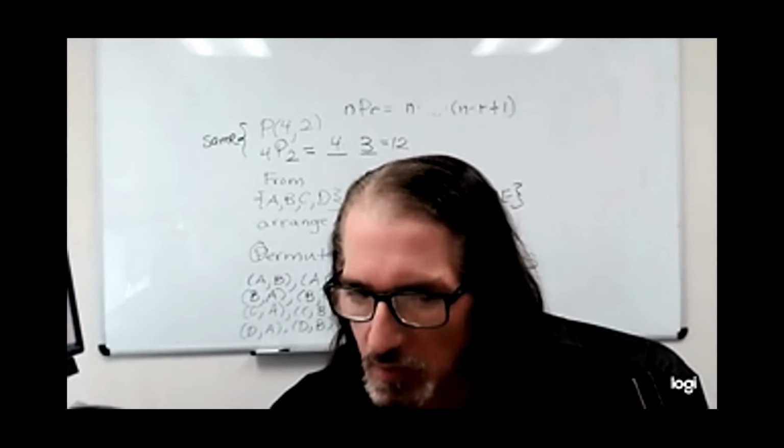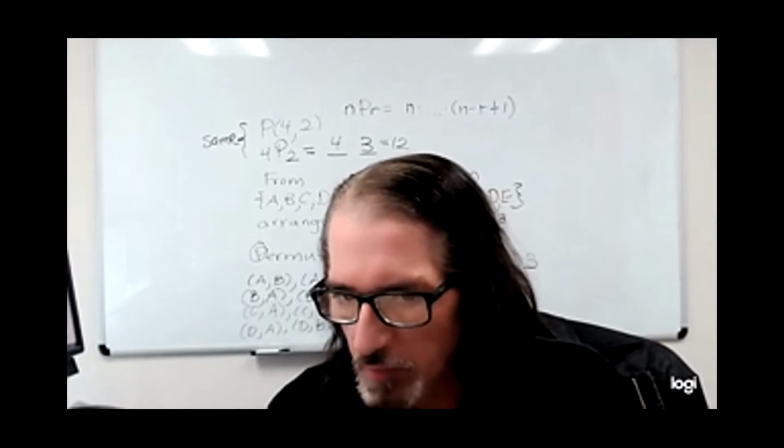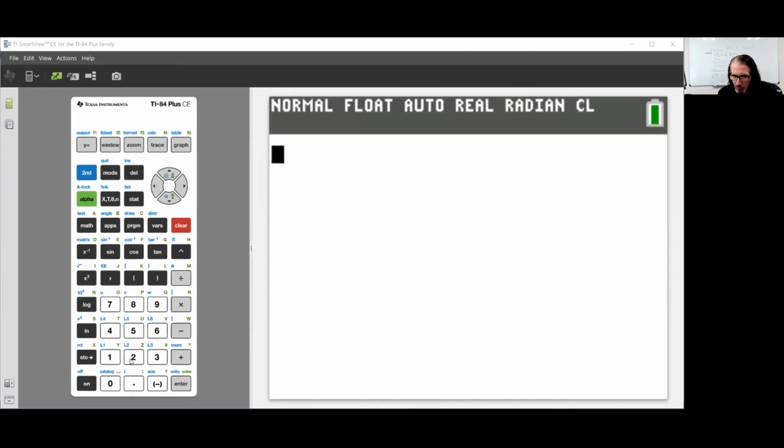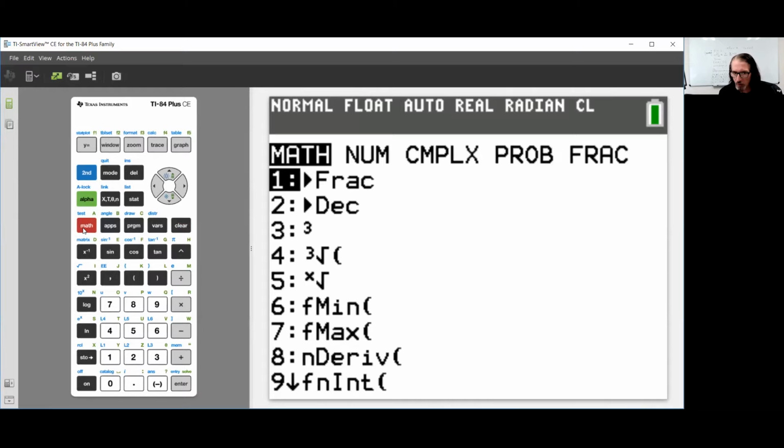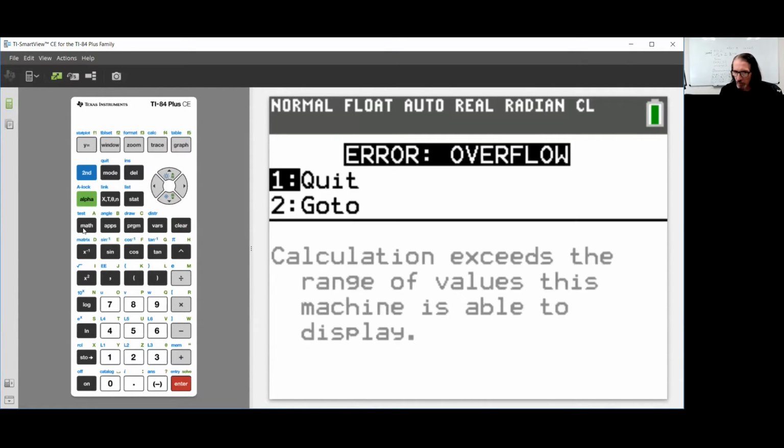I do not like to use the formula for permutations that involves factorials, and here's why. Factorials get very large very quickly. You can get a factorial by pressing the math key, and then on older calculators it might say PRB instead of PROB, but in any case should still be your fourth choice. 250 factorial is huge. It cannot calculate a number that big.